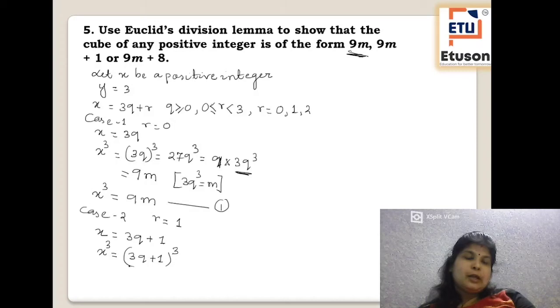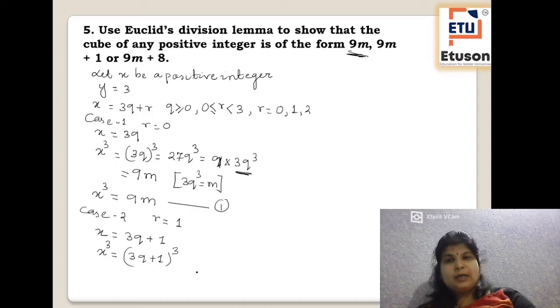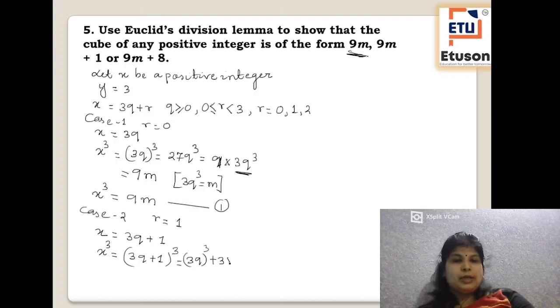Hope you remember the value of a plus b whole cube. What is that? a cube plus 3a square b plus 3ab square plus b cube. Hope you remember this formula. So I will write accordingly: 3q whole cube, that is a cube. Now 3a square b: for a square we write 3q whole square into b, for b we write 1, plus 3ab square, 3 into 3q into b square, and b square is 1, so 1.